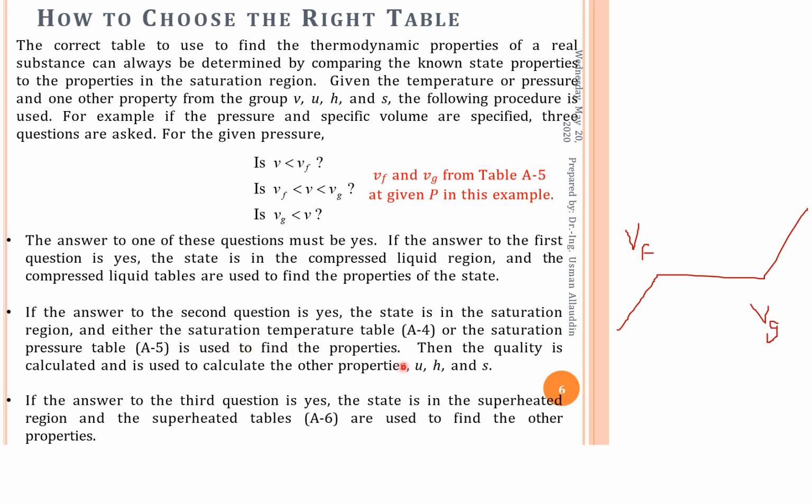So we're in the saturation region, which is also called saturated mixture. So we were right. For the third, if our current condition is greater than Vg, then we will be in the superheated region, right? So if the third question is yes, then we are in the superheated region, and we were right.